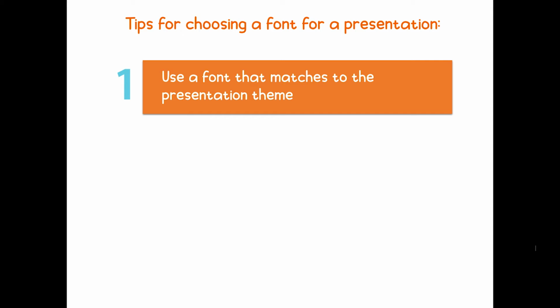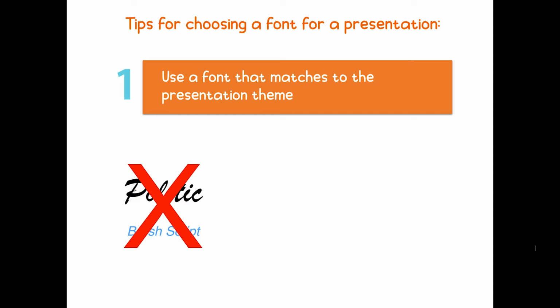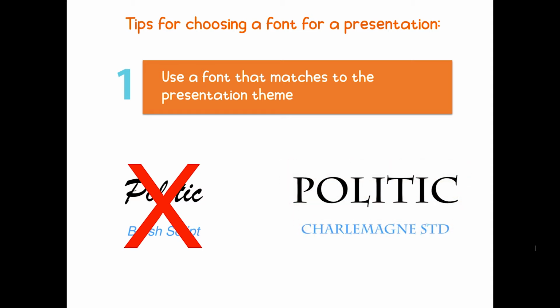I have tips for choosing a font for a presentation. Tips number 1. Use a font that matches the presentation theme. For example, the word politics. Politics is all the affairs and actions of the state government, so the word politics is not suitable if it's written using a brusque font. The word politics is more suitable to be written using the serif font Charlemagne because it looks more assertive.